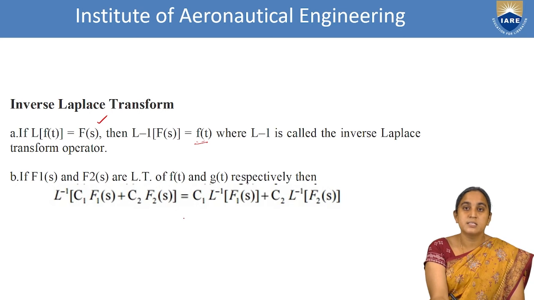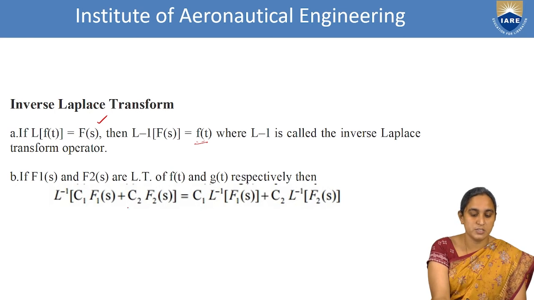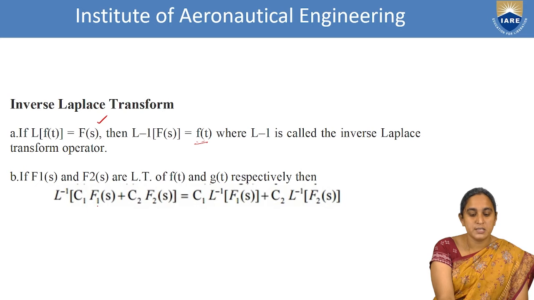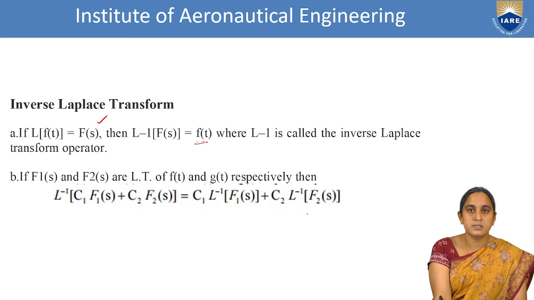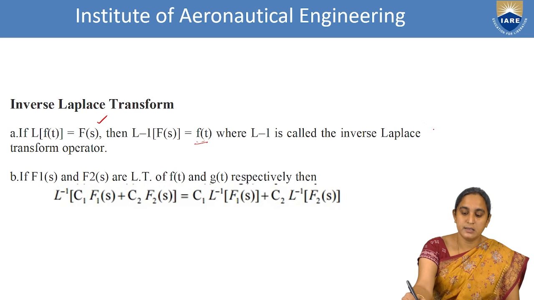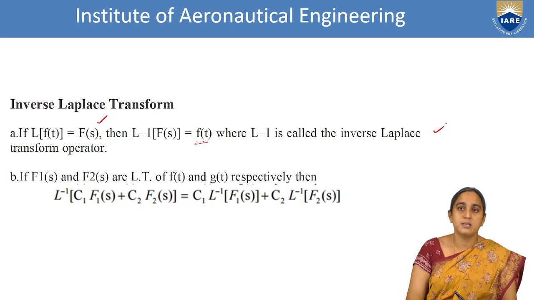Directly I am giving the statement for the inverse Laplace transformation. If F1 of s and F2 of s are the Laplace transforms of f of t and g of t respectively, then the linear property is: Laplace inverse of c1 F1 of s plus c2 F2 of s is equal to c1 into Laplace inverse of F1 of s plus c2 into Laplace inverse of F2 of s. This is the linear property.